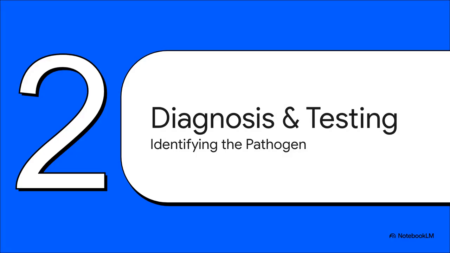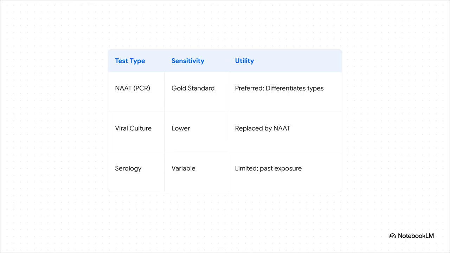Okay, so given that HSV can look like so many different things, how do we actually confirm what we're dealing with? This brings us to our second topic, diagnostics and identifying this pathogen with real precision. The world of HSV diagnosis has changed a lot. It used to be all about viral cultures, but they've been almost completely replaced by something called nucleic acid amplification testing, or NAAT. You probably know it as PCR. These tests look for the viral DNA itself, making them incredibly sensitive and specific. They are the undisputed gold standard.